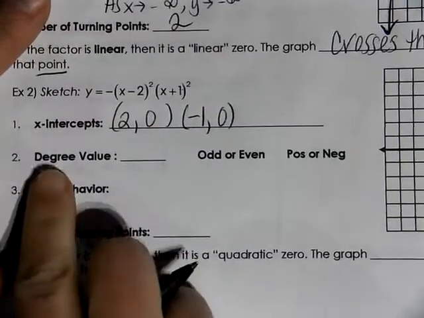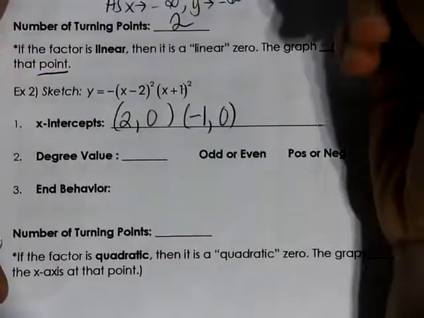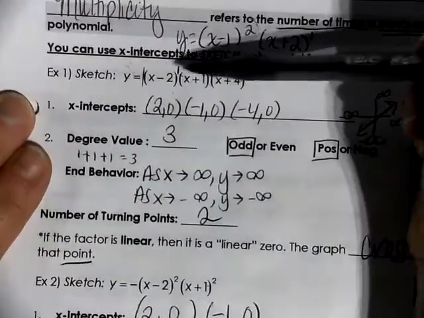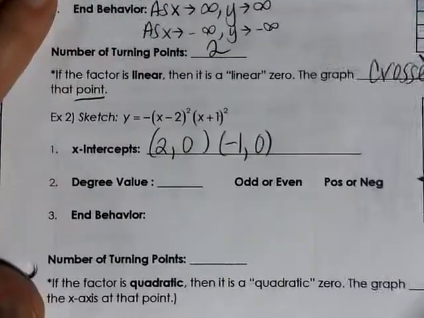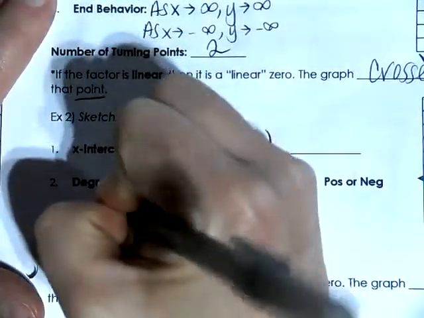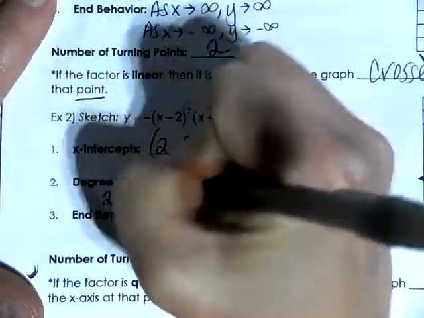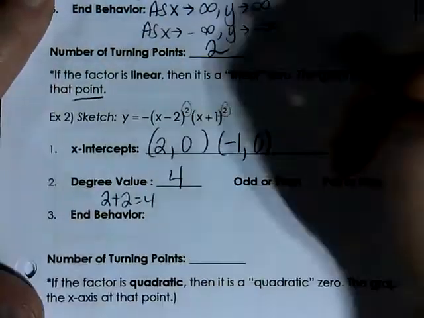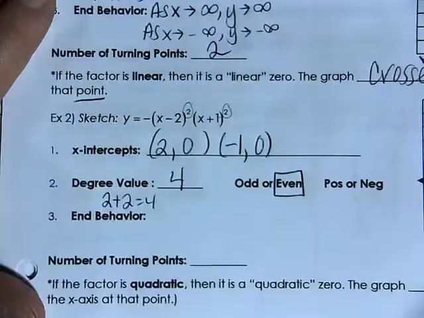Next, we want to identify the degree value. Just like before where we added all of the exponents of our parentheses, we're going to add the exponents of our parentheses here. And they're both 2. We know that 2 plus 2 is equal to 4. So our degree value is 4, which is an even number.